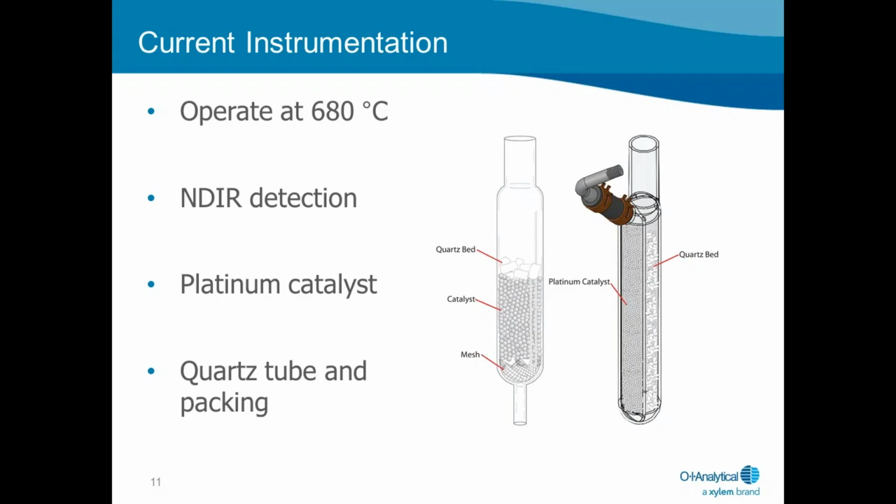The advantage, as I've pointed out earlier, of using low temperature, 680 C, is that fusion of dissolved salts is minimized. So basically, we're going to have instruments that operate at 680 C, and these generally have an NDIR as the detector, platinum or some other precious metal catalyst, and the combustion tube itself, along with other packing materials, are comprised of quartz.